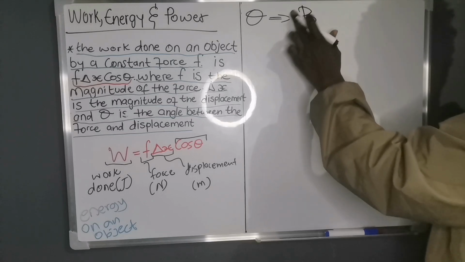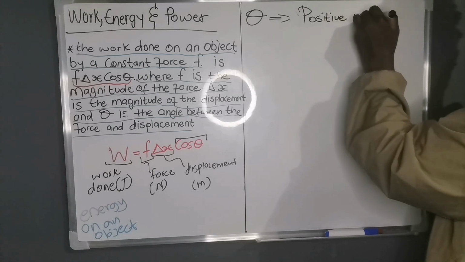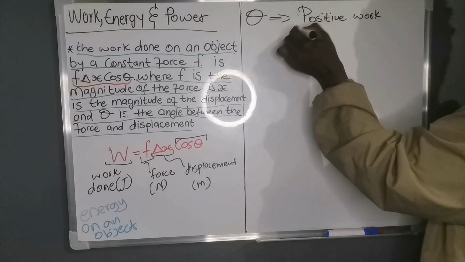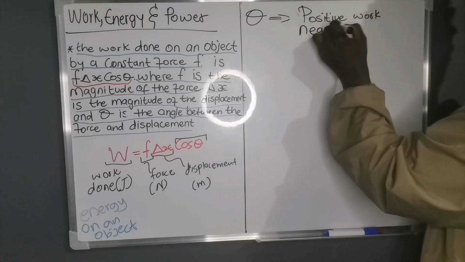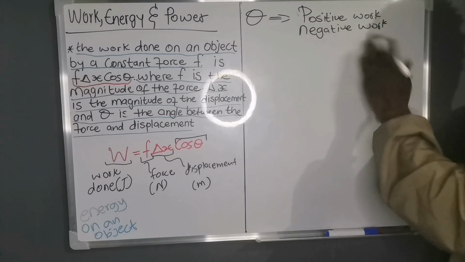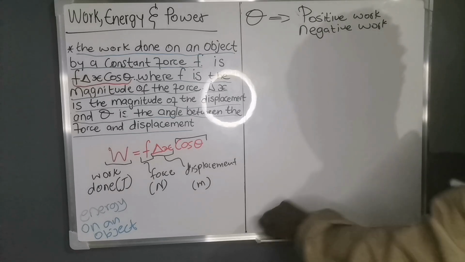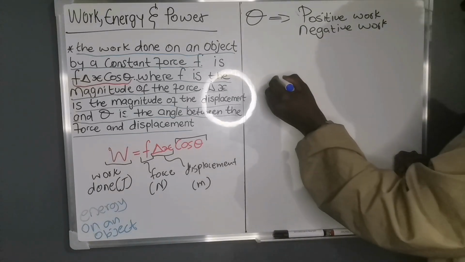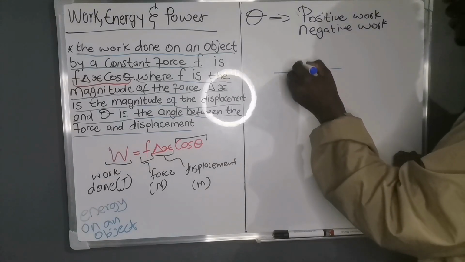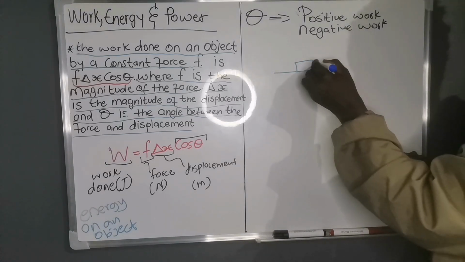Positive work and negative work. I'm going to explain these concepts of positive and negative work in the next example with a diagram. Let me draw a diagram. Here's a diagram. An object. Let me say this object is on a surface.